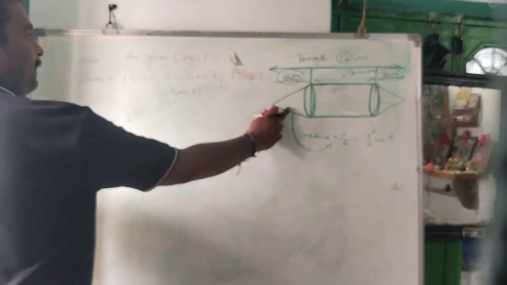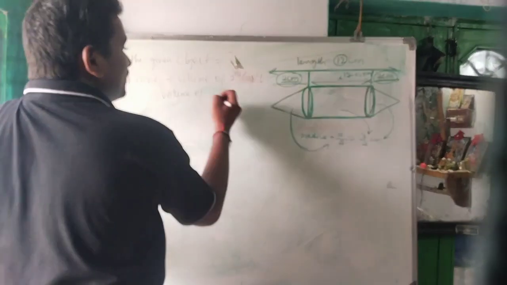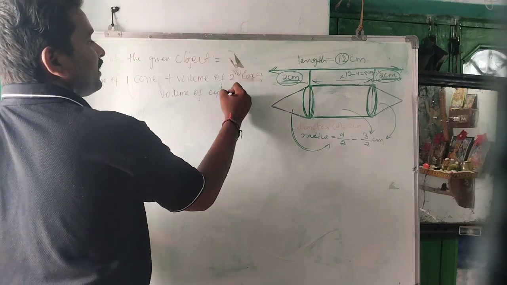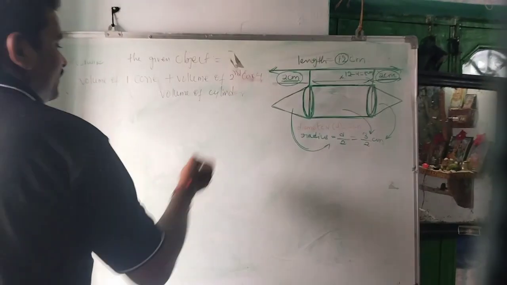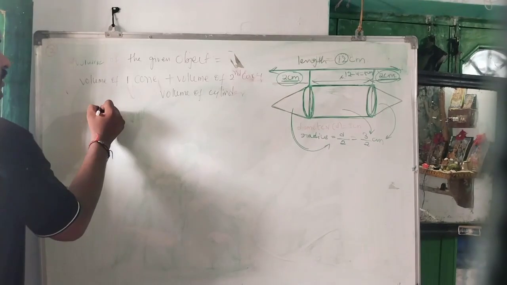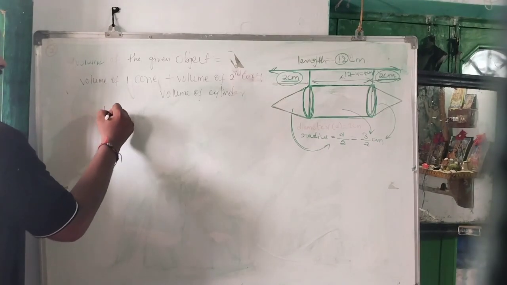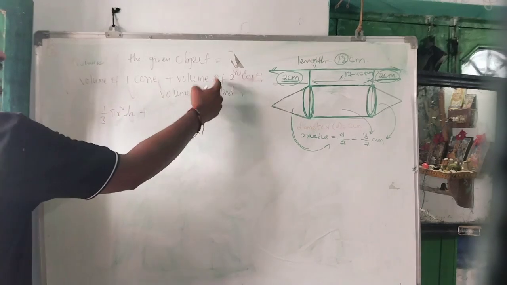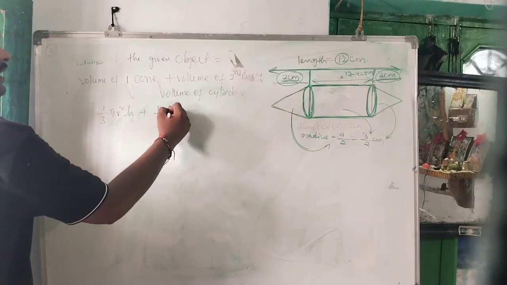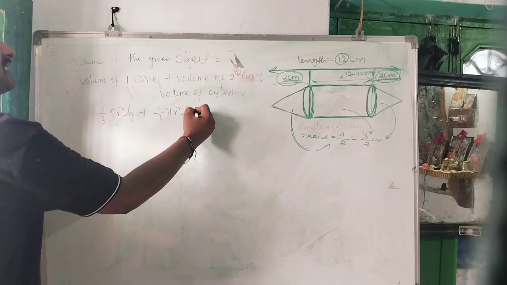Volume of first cone plus volume of second cone plus volume of cylinder. It will give you the volume of the given 3D figure. What is the volume of cone formula? Very simple. 1 by 3 pi r square h. Plus volume of second cone, the formula is also 1 by 3 pi r square h.